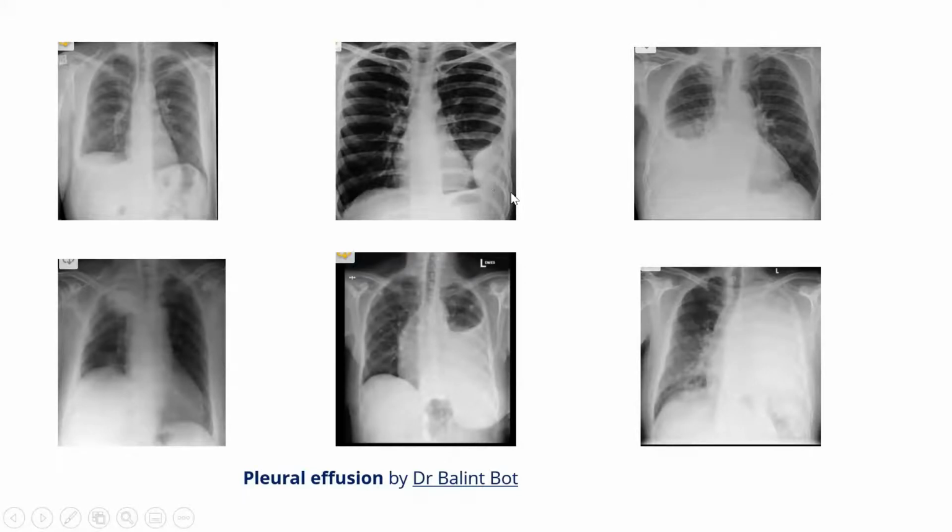But as far as the physiology is concerned, heart failure leads to increased hydrostatic pressure and exudation of fluid in both pleural cavities. So why does it become prominent on the right rather than the left? Because physiologically, I'm expecting to have equal bilateral pleural effusion in heart failure. Why?